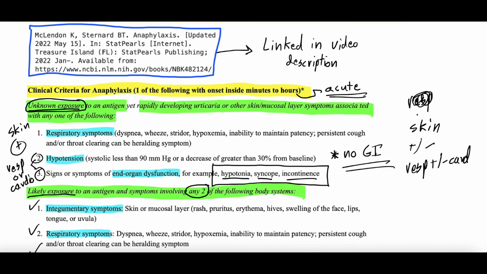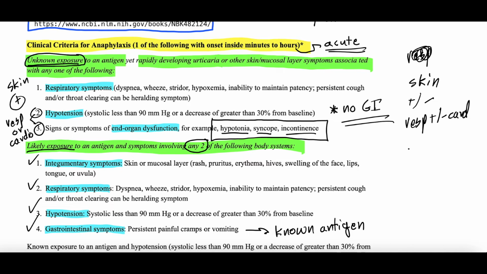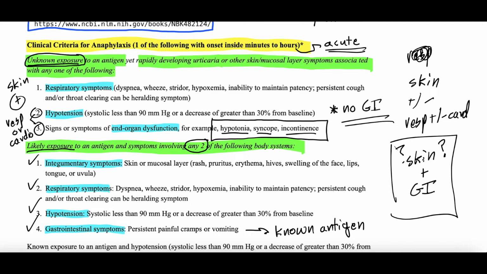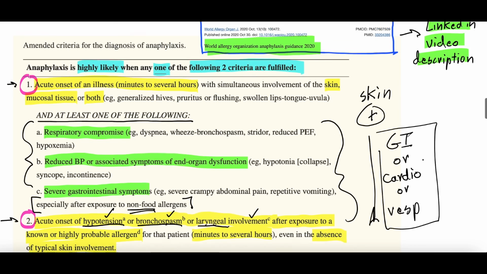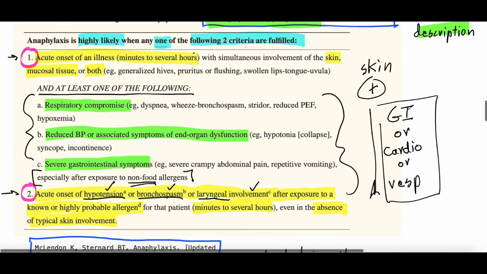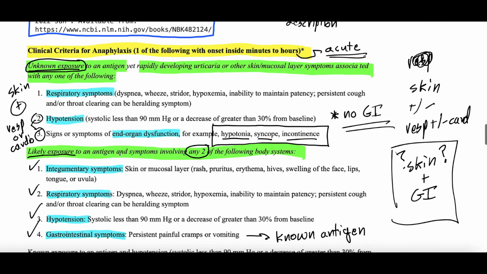The grayer area, the area where there's not total consensus, is if you have an unknown exposure and then you have skin plus GI dysfunction. And that's more in the gray, right? The World Health Organization would suggest that if you have skin and GI dysfunction, if it's severe, then you should call it anaphylaxis. Whereas these authors would suggest if it's an unknown exposure that GI dysfunction does not necessarily come into play unless there's end organ dysfunction with it.